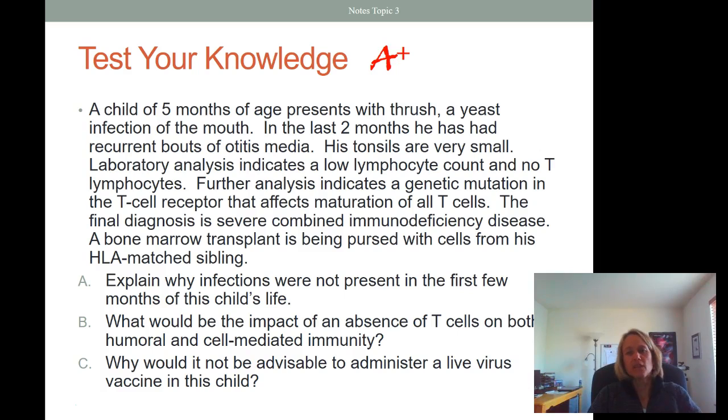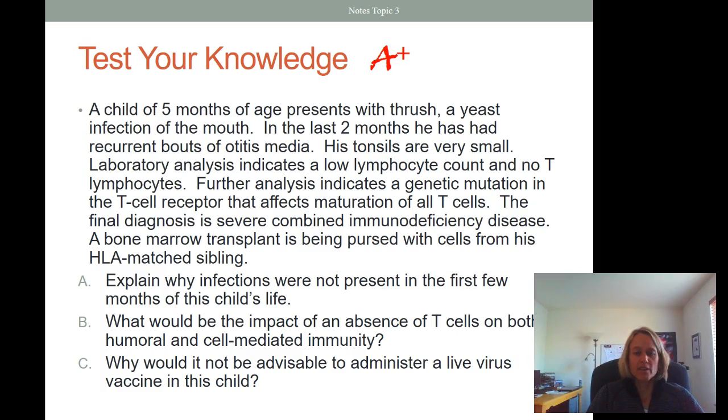A child of 5 months of age presents with thrush, a yeast infection of the mouth. In the last 2 months, he has had recurrent bouts of otitis media. That's an ear infection. His tonsils are very small. Okay, and remember, tonsils usually contain a lot of lymphocytes. Laboratory analysis indicates a low lymphocyte count and no T lymphocytes. Further analysis indicates a genetic mutation of the T cell receptor that affects maturation of all T cells. The final diagnosis is severe combined immunodeficiency disease. A bone marrow transplant is being pursued with cells from his HLA-matched sibling.